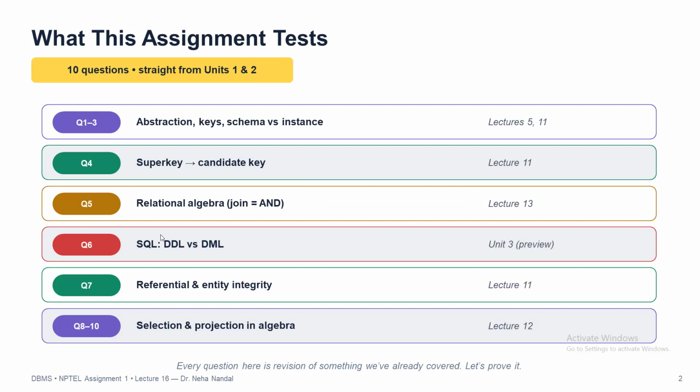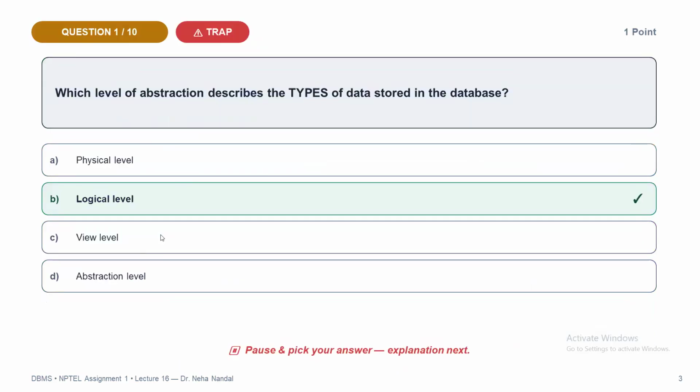So, question one. Okay, let's see this one. Question one is, I would say, a trap question. It is a tricky question. Once you read this question, you will think that out of three levels it is talking about the physical level, but it is not. You have to concentrate on that one point which is given in the question. That's why I am calling it a trap.